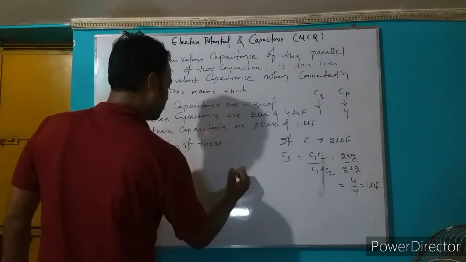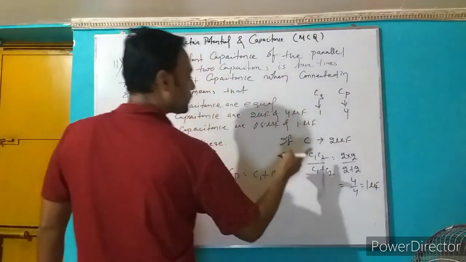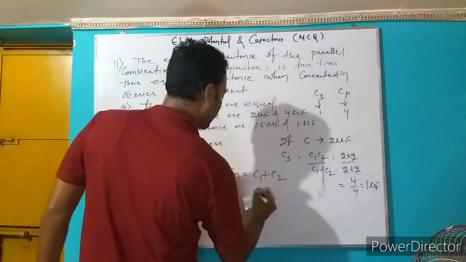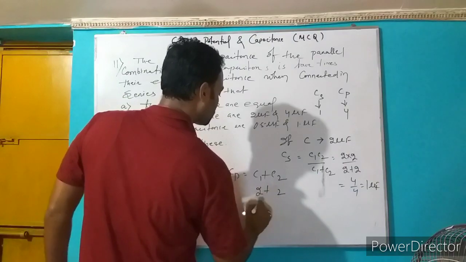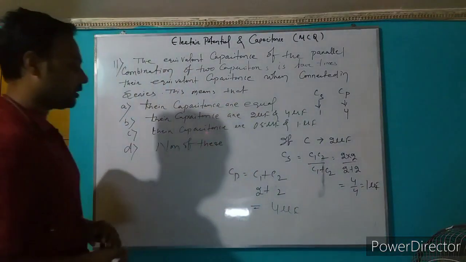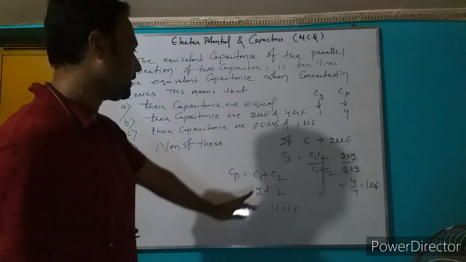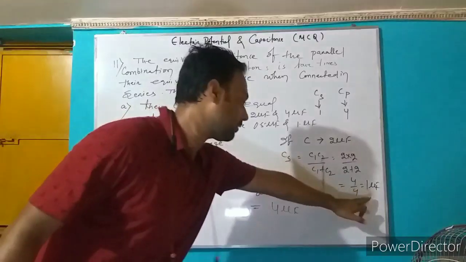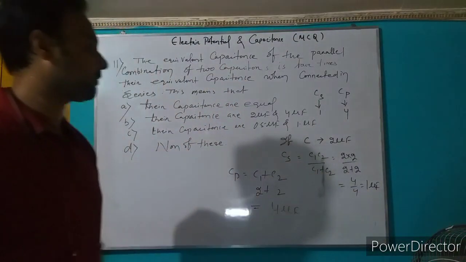So in parallel connection, what will happen? CP equals C1 plus C2. C1 means 2 microfarad plus C2 equal to 2 microfarad, so 4 microfarad. So in the above question, if we assume C is 2 microfarad, then the net capacitance in series connection is 1 microfarad, and in parallel connection the net capacitance is 4 microfarad.